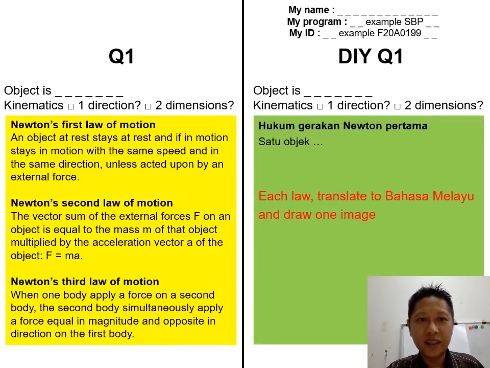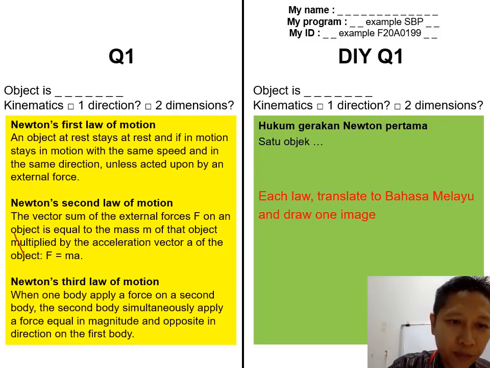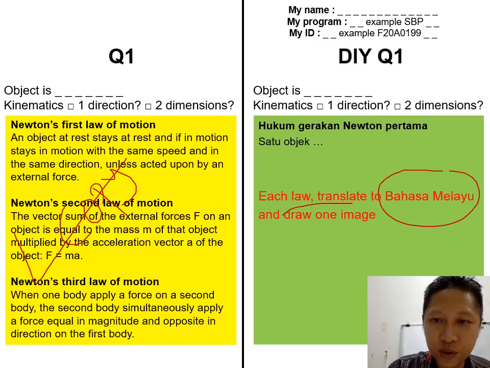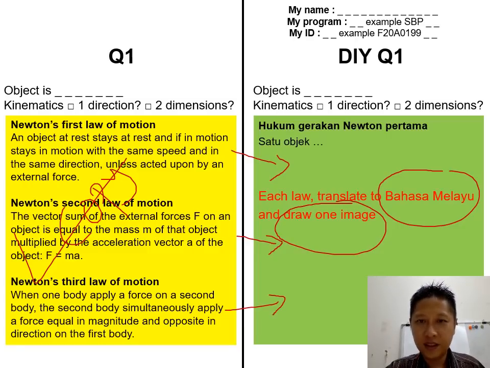So for Q1, the first thing you need to do is copy this one. Then the second one, you are going to translate into Bahasa Melayu, and then draw one image to represent each of the forces here. When we translate into Bahasa Melayu, it is: hukum gerakan Newton pertama. Satu objek yang statik akan kekal statik sehingga satu daya luar yang dikenakan kepadanya.